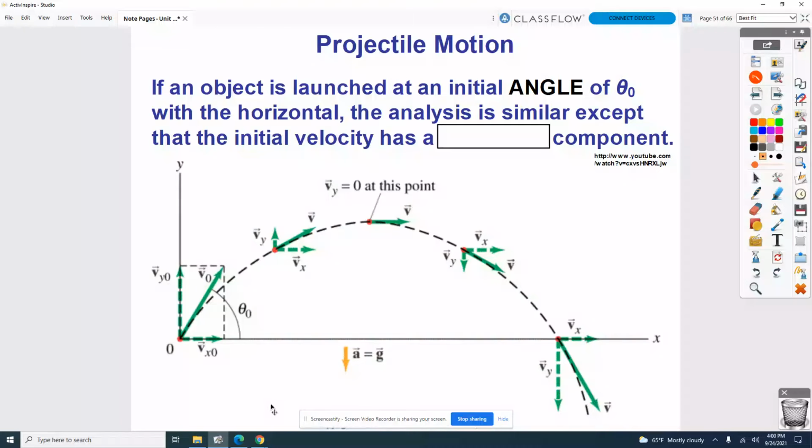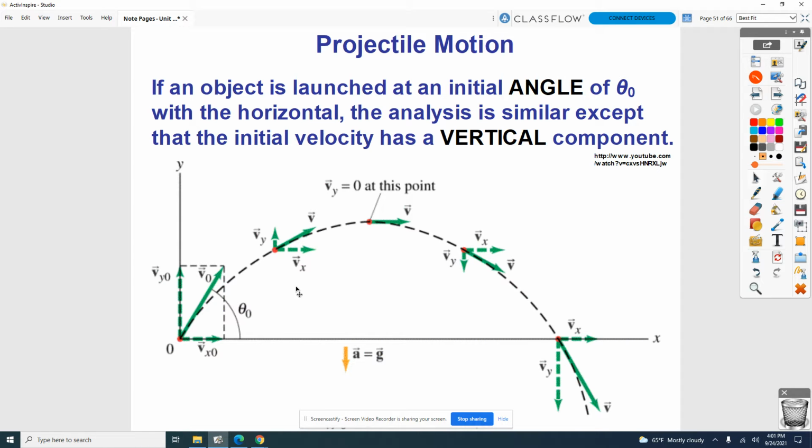Okay, in this video we continue our discussion on projectile motion by considering what happens when we launch projectiles at angles, not just horizontally. So in this video we start to look at angled projectiles. If an object is launched at an initial angle theta naught with the horizontal, the analysis is very similar to what we did before, it's just that we have an initial vertical velocity, and so we have to consider that rising and falling action of that projectile.